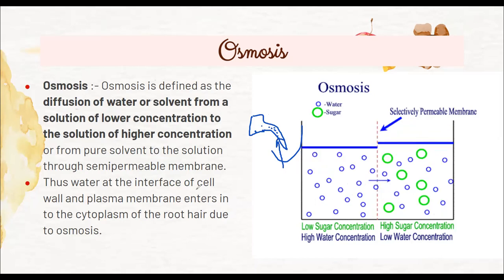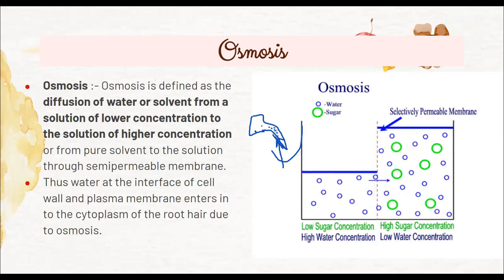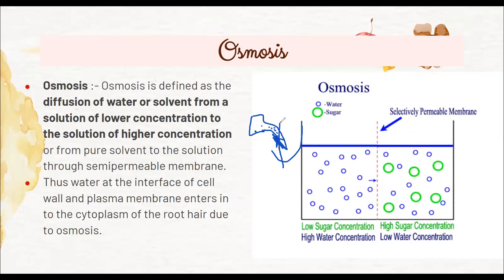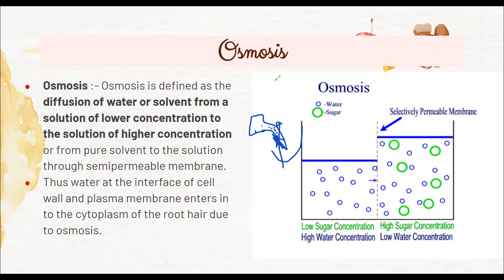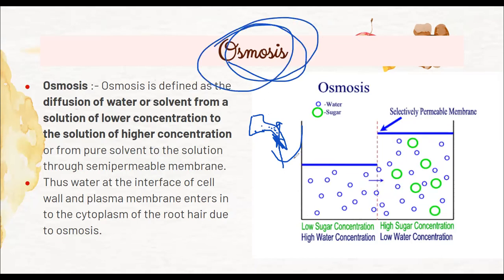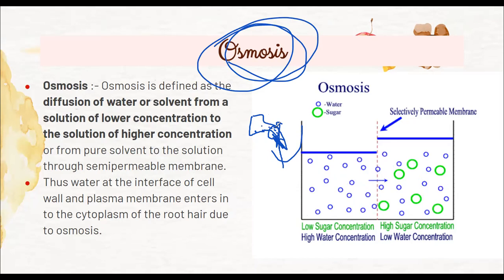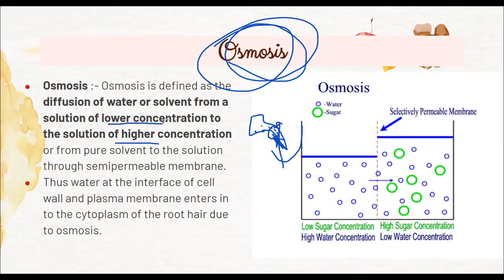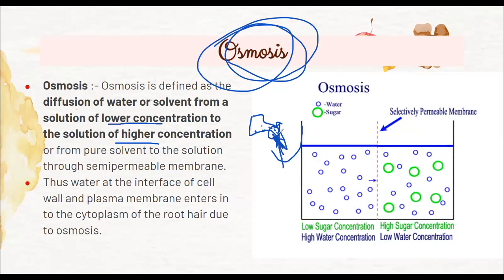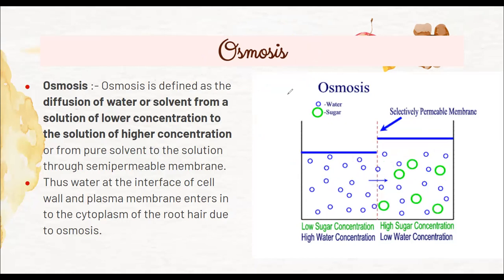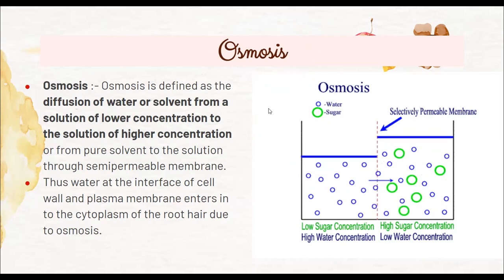Okay, so the water at the interface of the cell wall, here cell wall and inside plasma membrane, it will move inside. Okay, through which mechanism? Through osmosis. Through osmosis, because inside the solute concentration is high, outside the solute concentration is low. So the diffusion will take place in this manner, which is the mechanism is known as osmosis.